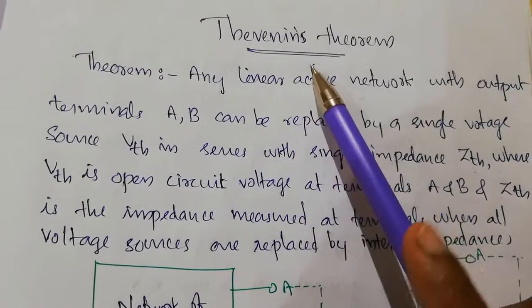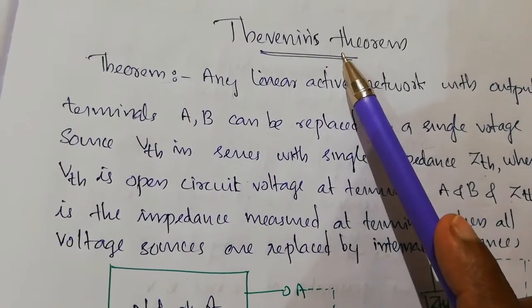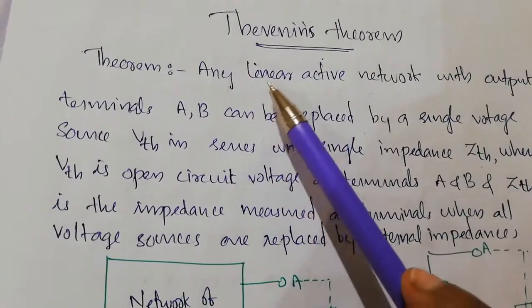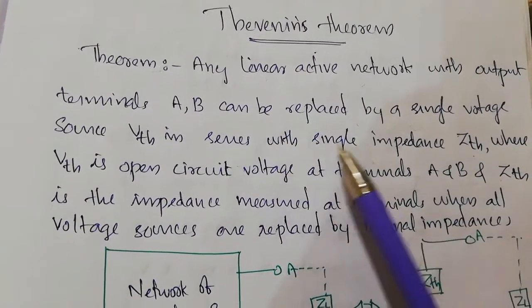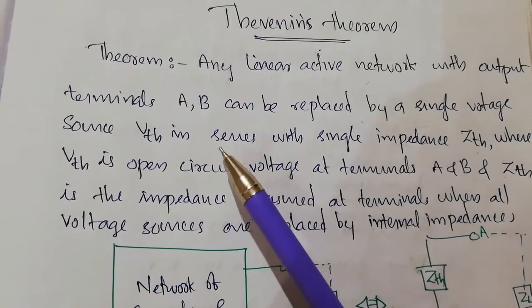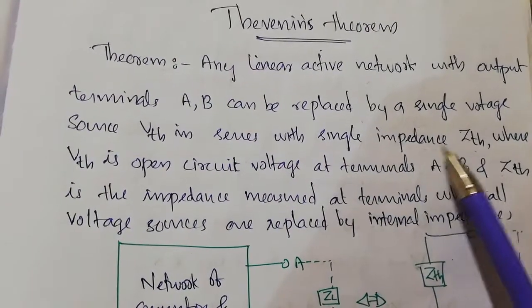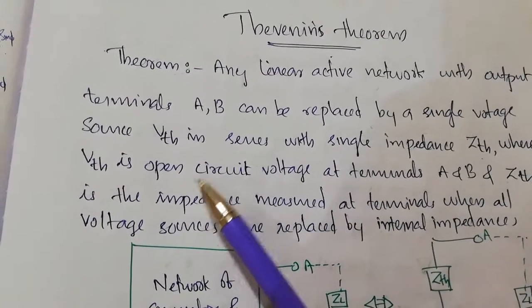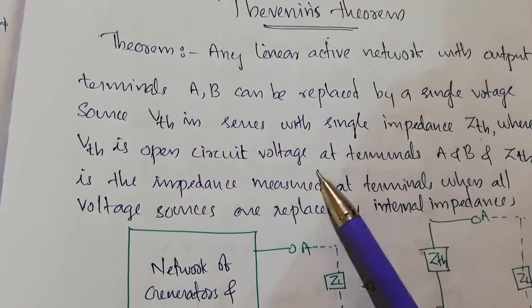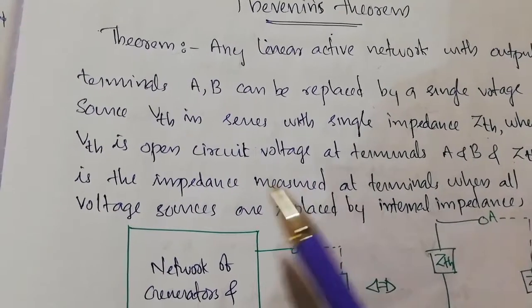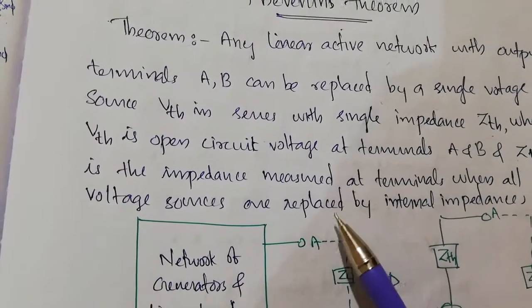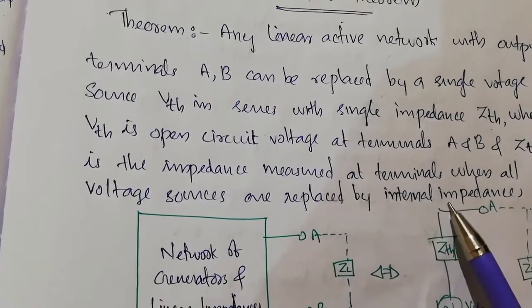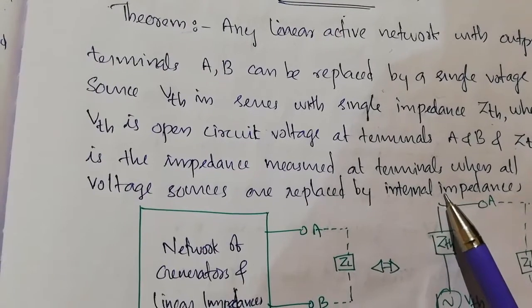Today we can deal with the new topic, Thevenin's theorem. First, the statement of the theorem. Any linear active network with output terminals A and B can be replaced by a single voltage source VTH in series with a single impedance ZTH, where VTH is the open circuit voltage at terminals A and B and ZTH is the impedance measured at the terminals when all the voltage sources are replaced by corresponding internal impedances.